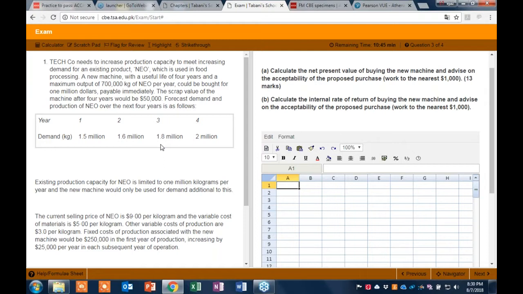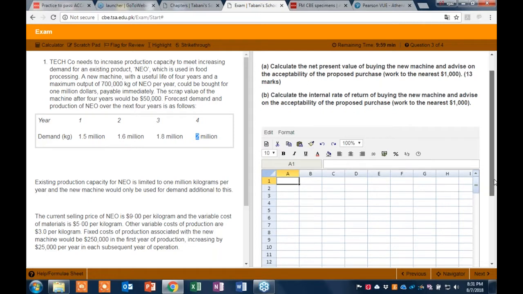So this is the trick. In the question, the total demand given is 1.8 million, but you know that the maximum capacity is just 1.7 million. So that additional 0.1 million demand will be wasted. So we can't capitalize that demand. So the maximum that the company can produce will be 1.7 million for year 3, of which 1 million is the existing capacity. So it should only be 0.7 million or 700,000. And in the fourth year, again, it will be 700,000. Though the demand is 2 million, since it's more than the capacity of the company, it can't go and produce all.